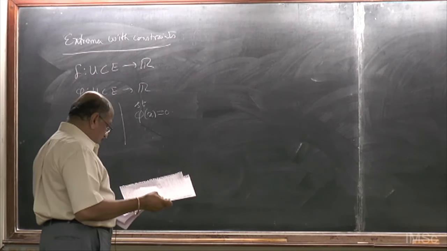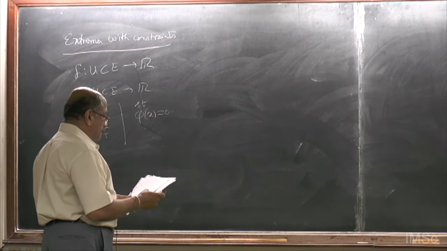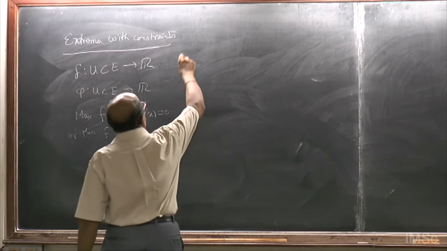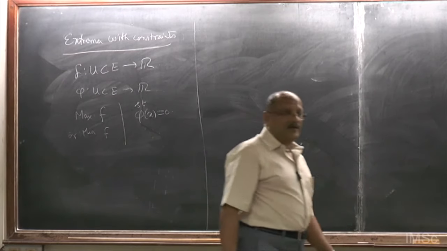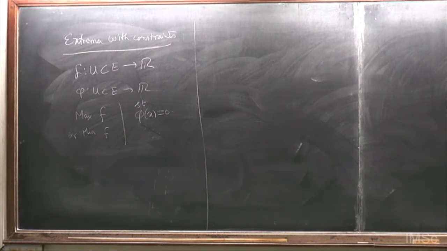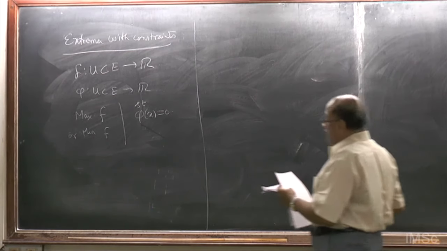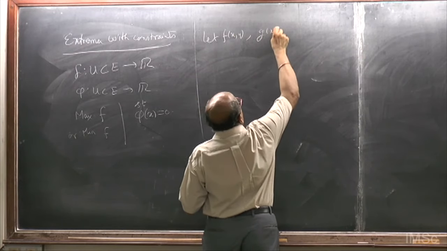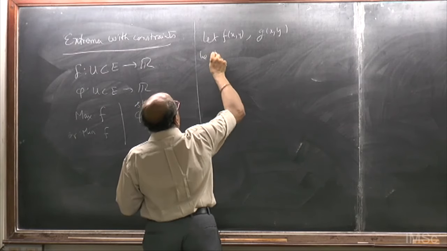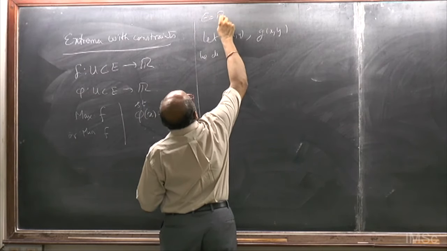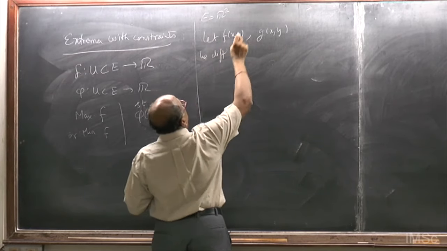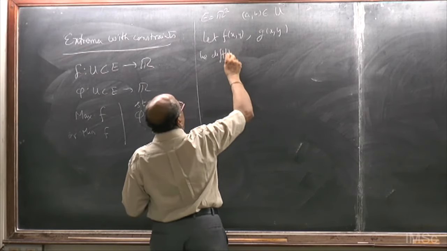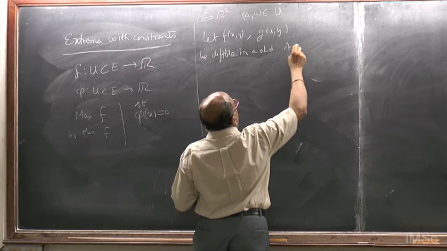So, before I do something more general, let me just do it with two variables. I will do something with two variables, give you a theorem, and then we will see how to generalize this. So, let f of x, y and g of x, y be differentiable. We are now in E equals R2, and (a, b) is a point, and they are differentiable in a neighborhood of (a, b).